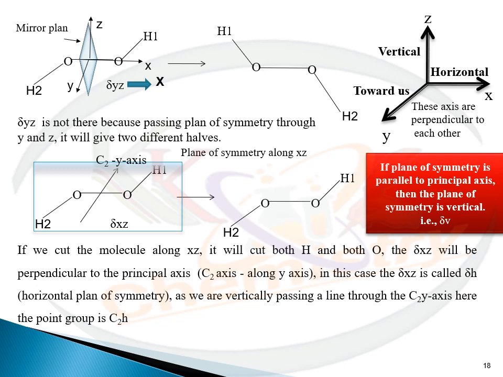If you apply a sigma xz plane, it will cut this hydrogen, this oxygen into equal parts, this oxygen. This hydrogen will be cut into equal pieces, and this one as well. So you get an identical structure. Forget about the numbering. So these two structures are superimposable on each other.